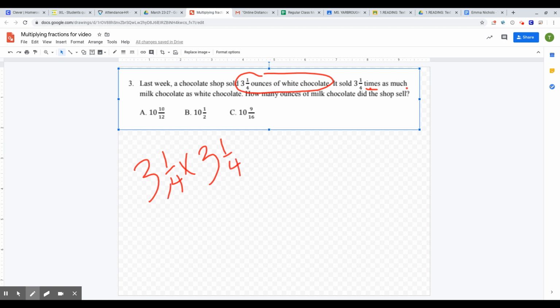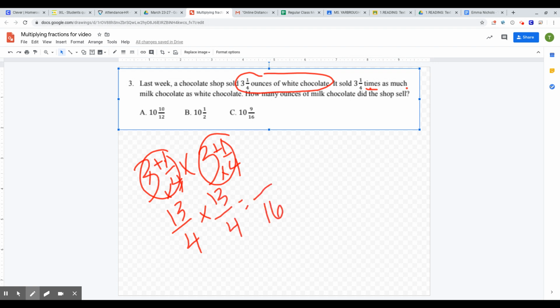We need to do times and plus to convert these mixed numbers into improper fractions. The denominator stays the same. 4 times 3 is 12 plus 1 is 13. Well, because these two factors are the same, I know that it will be 13 over 4 again. Multiply like always and get 16. We'll do 13 times 13.